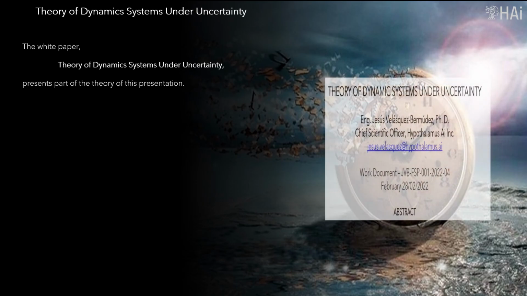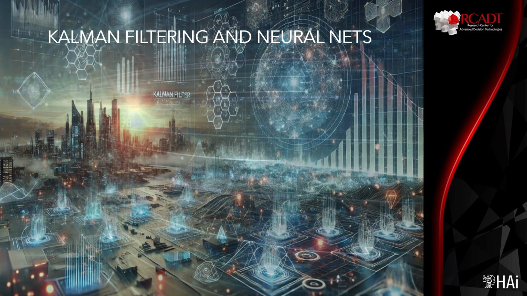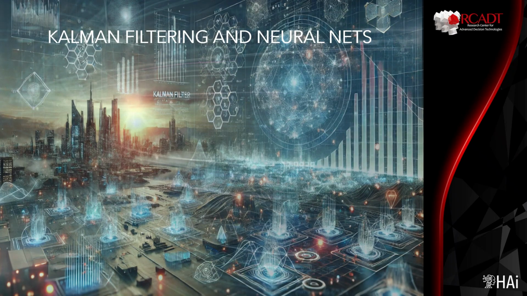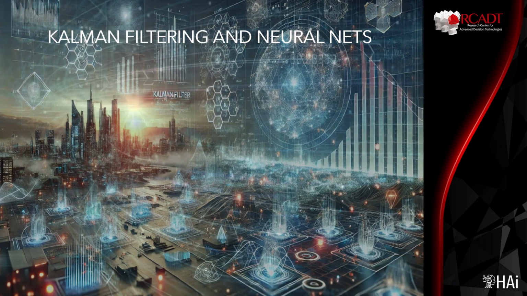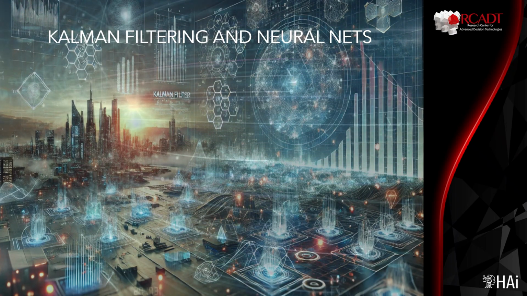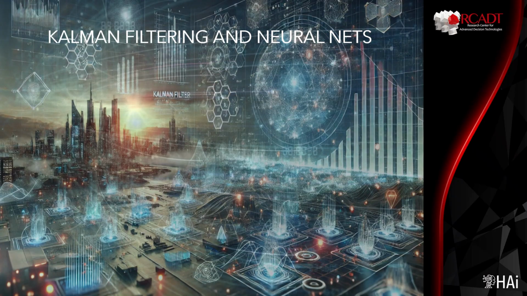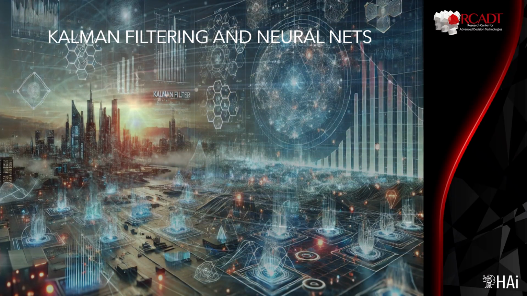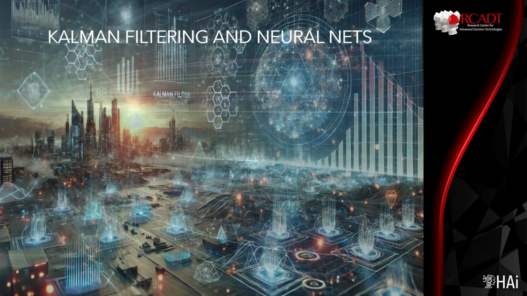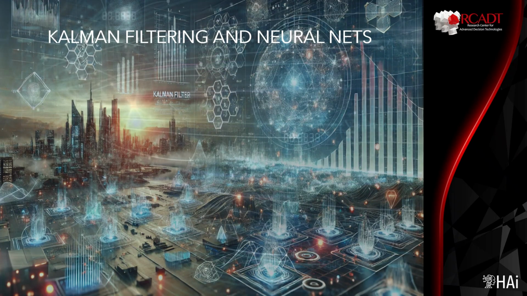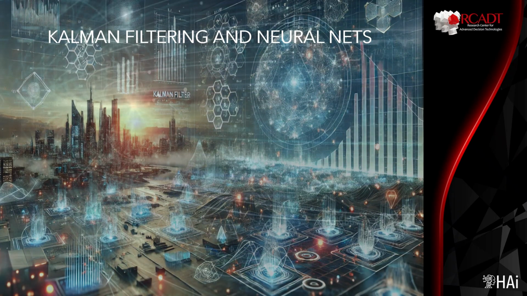Theory of dynamic systems under uncertainty. Presents part of the theory of this presentation. Kalman filtering and neural nets. The integration of Kalman filtering, KF, and neural networks, NN, represents a powerful hybrid approach in modern artificial intelligence, combining the mathematical rigor of control theory with the flexible pattern recognition of deep learning.